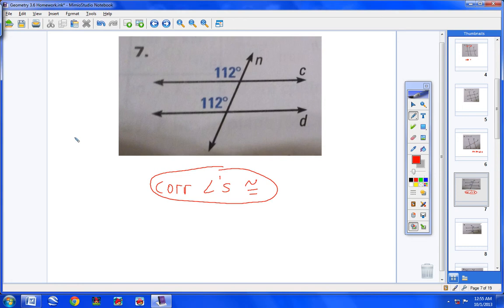I want to list those 6 ways real quick to prove that two lines are parallel. Alternate interior angles are congruent. Alternate exterior angles are congruent. Corresponding angles are congruent. Consecutive interior angles are supplementary. If two lines are parallel to the same third line, and if two lines are perpendicular to the same line. Okay? Those are the 6 ways to prove that two lines are parallel.